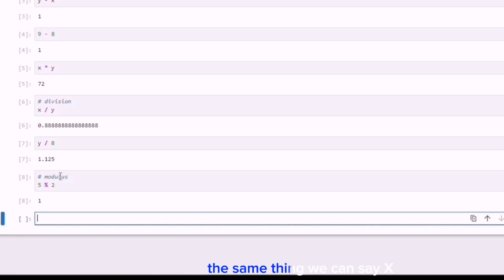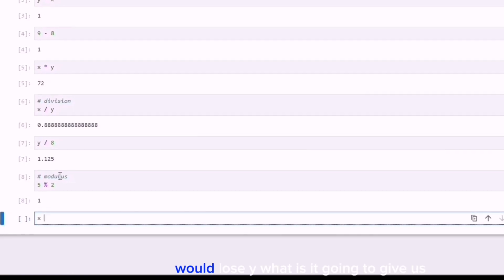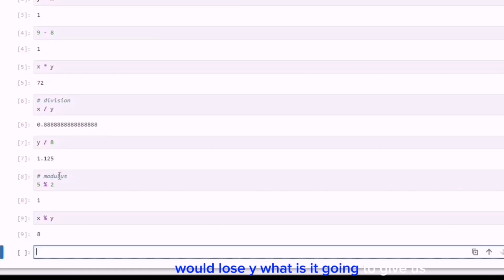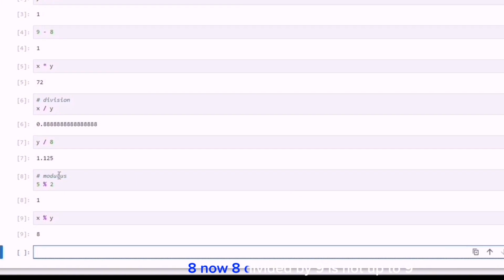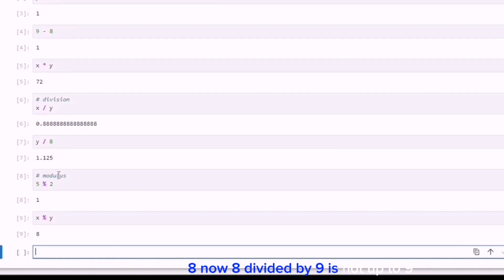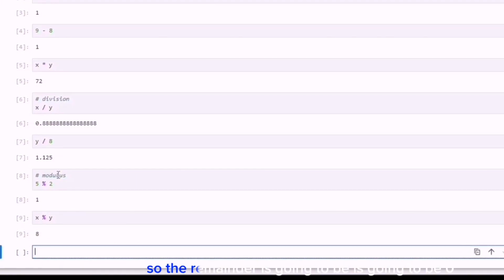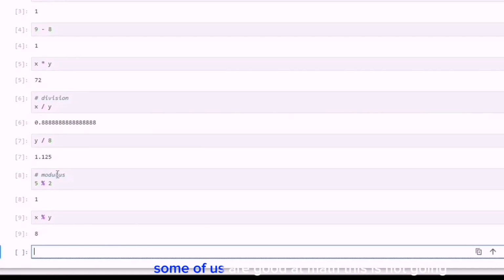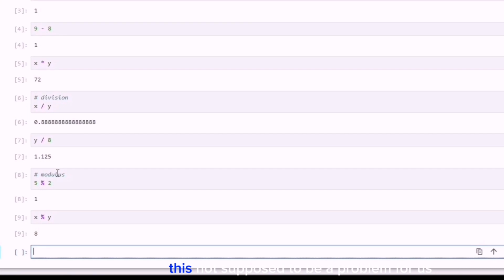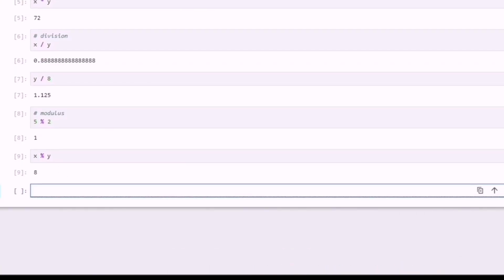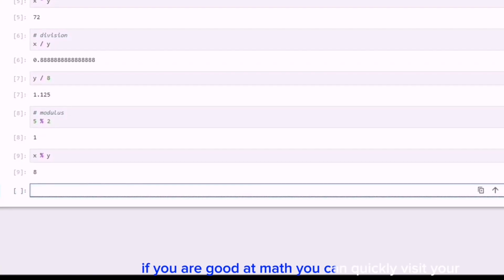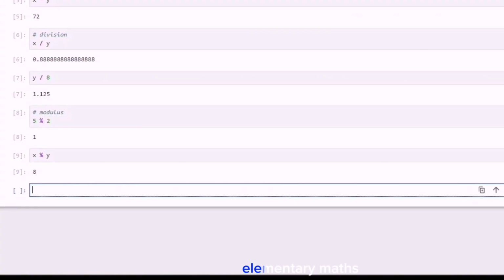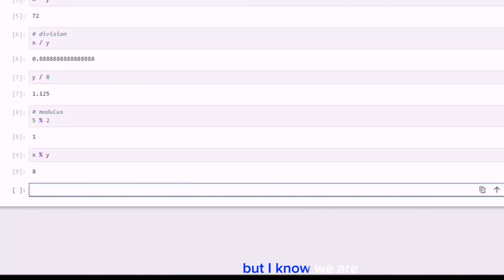The same thing, we can say x modulus y. What is it going to give us? 8. Now, 8 divided by 9 is not up to 9, so it's going to be 0 remainder 8. Some of us that were good in maths, this is not supposed to be a problem for us. If you are good in maths, you can quickly revisit your elementary maths.